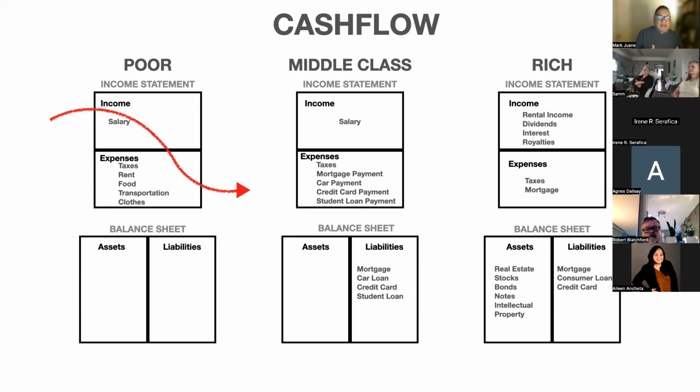And when you look at it, this is what the cash flow for the poor basically is like. They get a salary, they pay their expenses. That's it. No savings, nothing else like that. They basically go from paycheck to paycheck, hand to mouth.